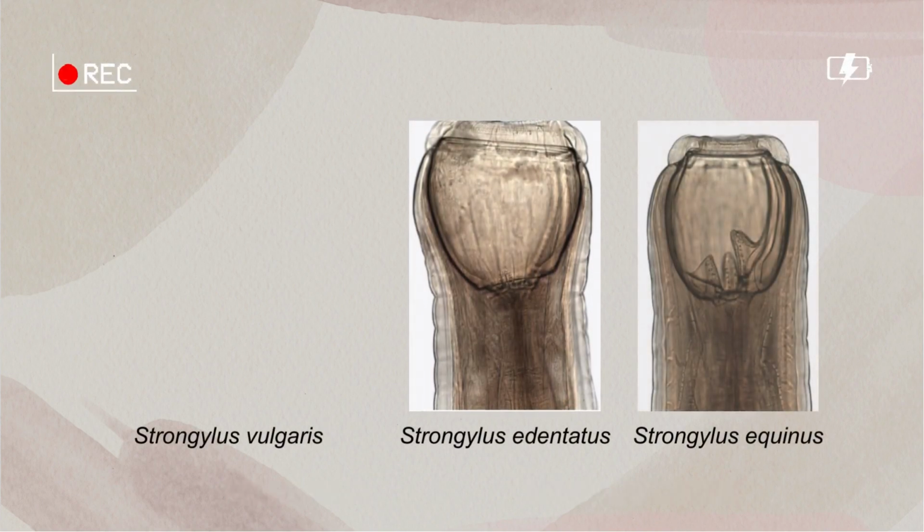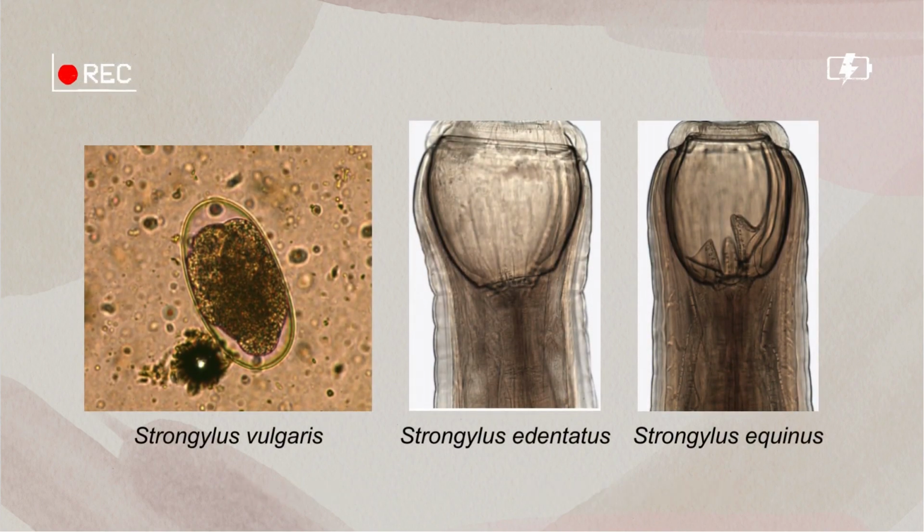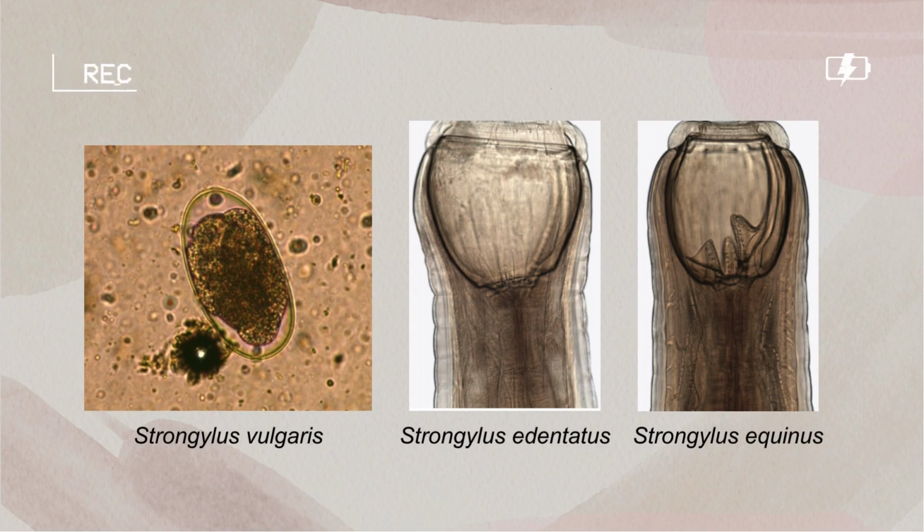Also, large strongyles, namely Strongylus vulgaris, Strongylus edentatus, and Strongylus equinus, are mainly the parasites of the large intestine of equines. They are also known as bloodworms. Infection is passed by eating larvae on grass or bedding, which migrate through the body.